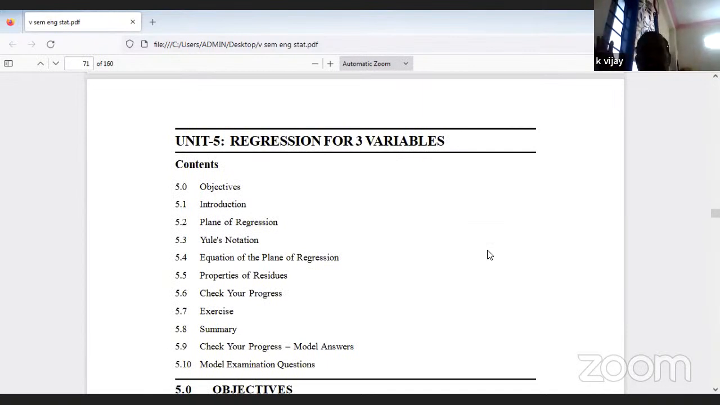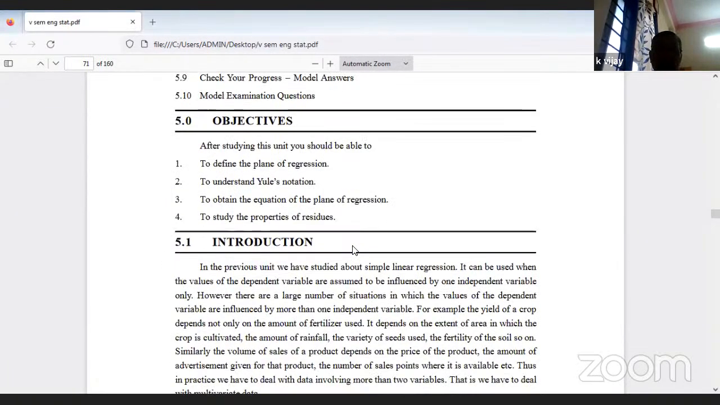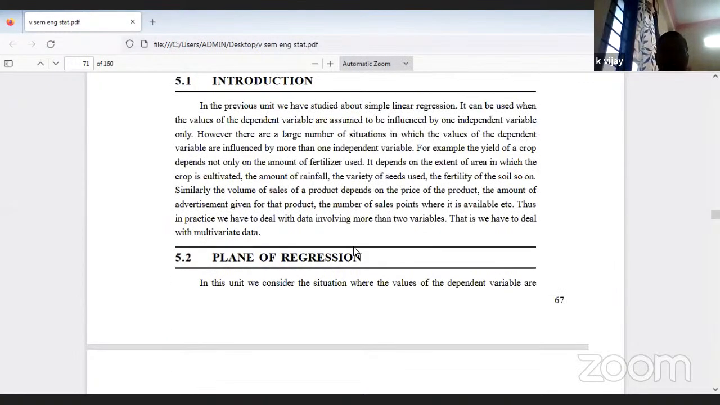In the regression of three variables, we have to learn the plane of regression, Yule's notation, the equation of the plane of regression, and properties of residuals. These are the four important topics in this unit. So we can take the objectives: define what the plane of regression is, what Yule's notation is, what the equation of the plane of regression is, and what the residuals are. We can study the properties of the residuals in this unit.